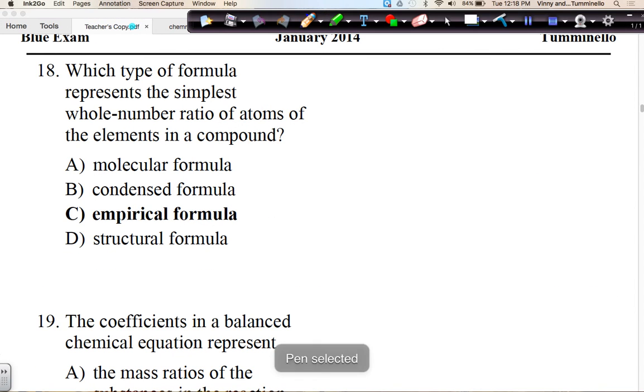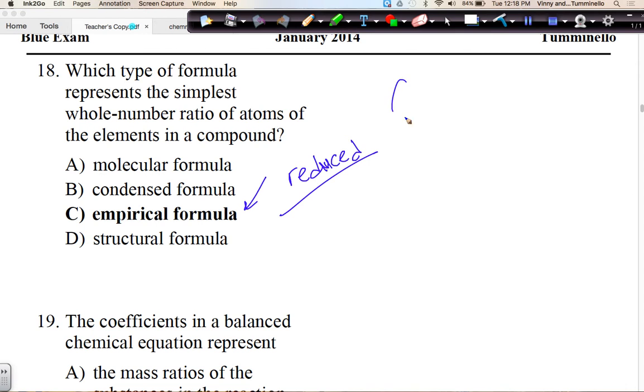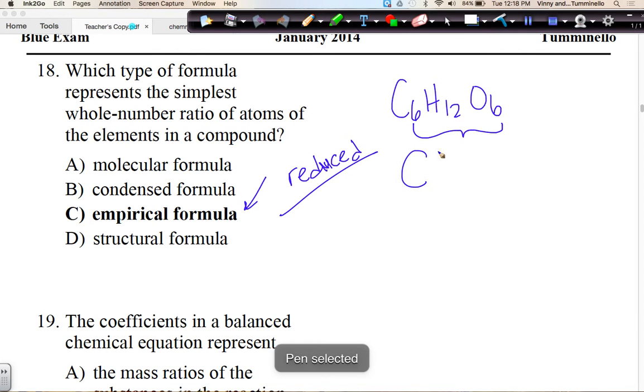Number 18, which type of formula represents the simplest whole number ratio of elements in a compound? This is the empirical formula. Remember, we said that the empirical formula was the reduced form. You take the subscripts and you reduce them as if they were all part of a fraction. So C6H12O6 would become CH2O if we divided everybody out by 6.